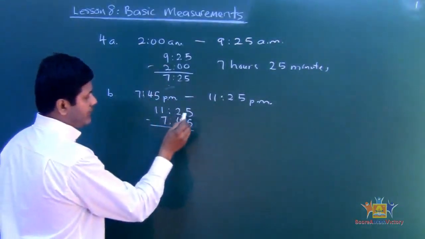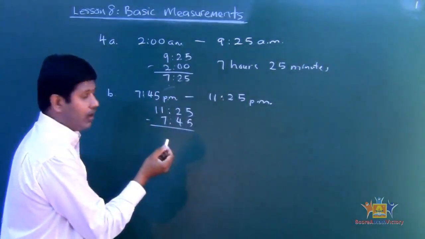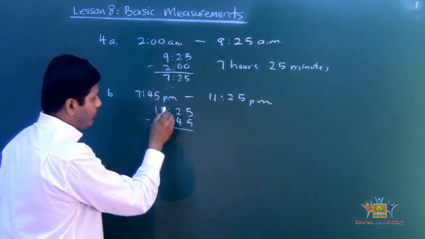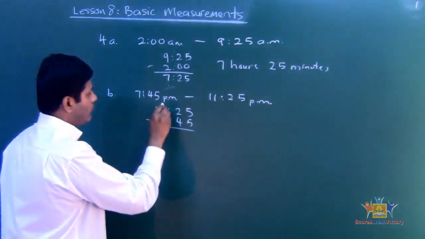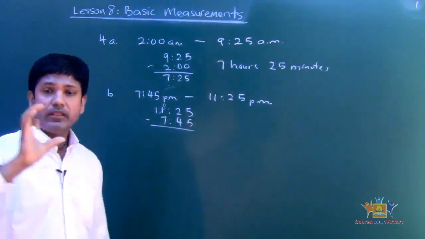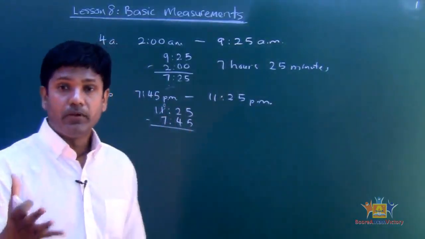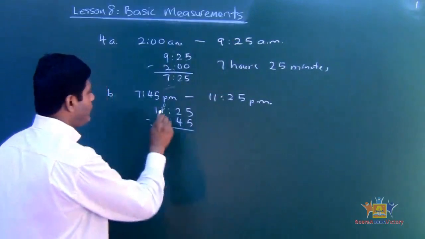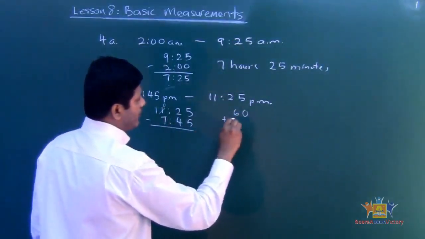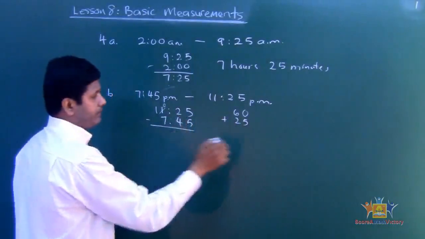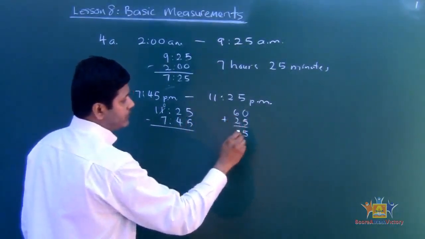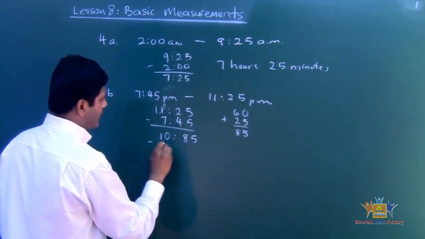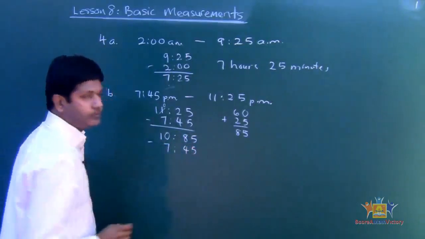Now look at this. 25 and 45. I cannot subtract because this is 25 and this is 45. That means what I have to do? I have to borrow from 1. In other words, borrow from 11. So 1 becomes 0. But remember, we're dealing with hours, we're not dealing with the whole number. Okay? So that 1 hour will turn into 60 minutes. Exactly. I have to convert that. So I'm going to take 60 plus 25, adding it to the 25. 0 plus 5 is 5. 6 plus 2 is 8. I'm going to rewrite this one again. 10:85 minus 7:45. See that?